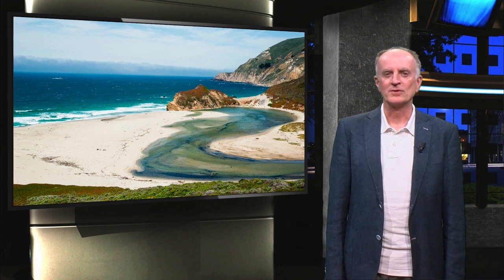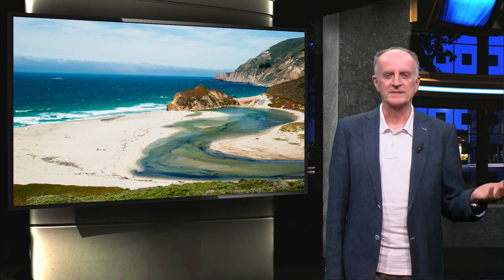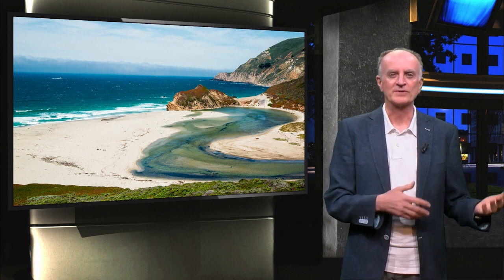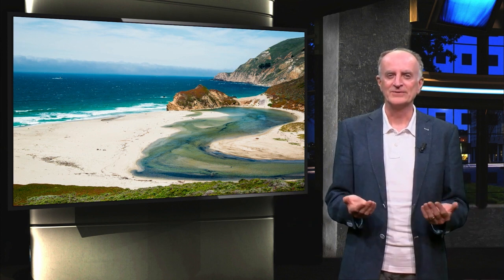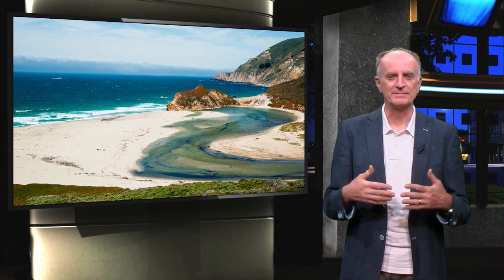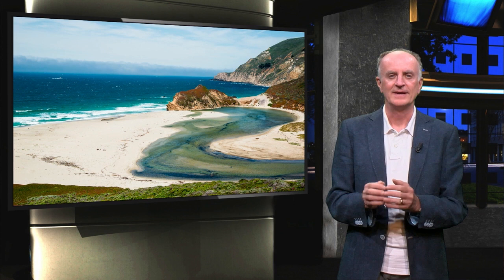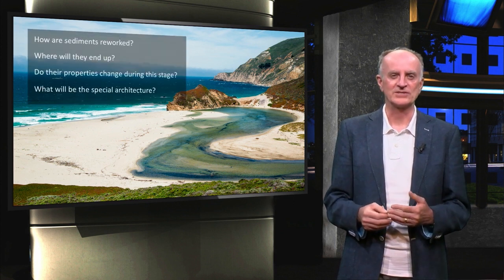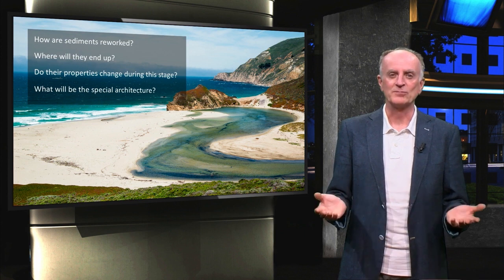We have looked at the morphology of the seafloor from the coast to the abyssal plain and to the processes moving water masses. We're now ready to look at how these interact with the sediments which are being transported by the rivers to the sea. In this clip, we will provide some initial answers to questions such as how are these sediments reworked?